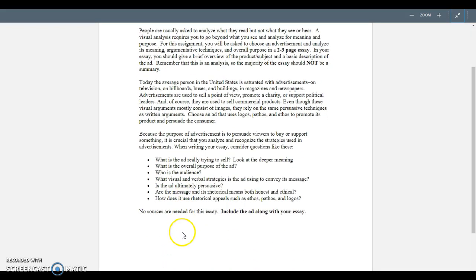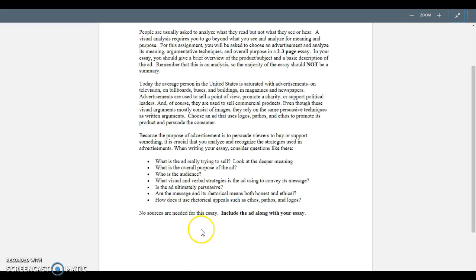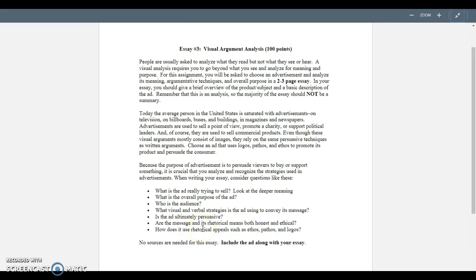Another thing to consider is that you do not need any sources for this essay. However, if you want to provide background information on a product or on a company, then you can go ahead and do that. Just keep in mind that you need to cite it. But sources are not needed for this essay.